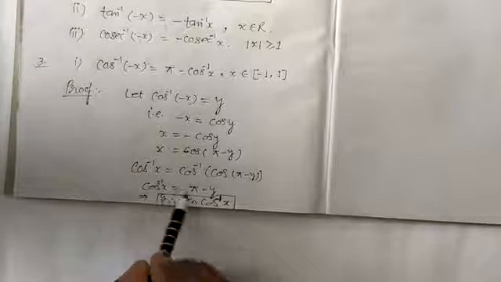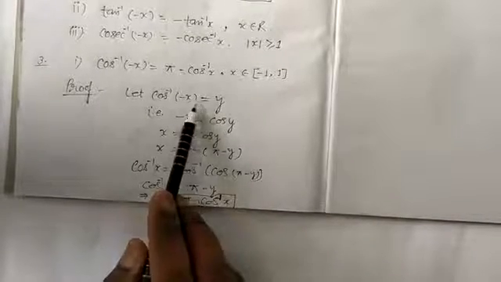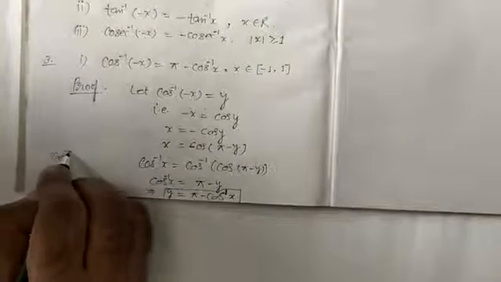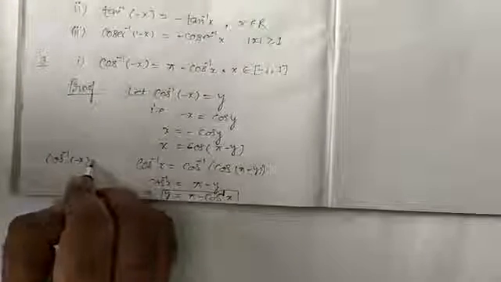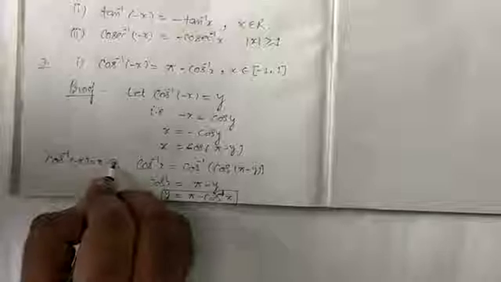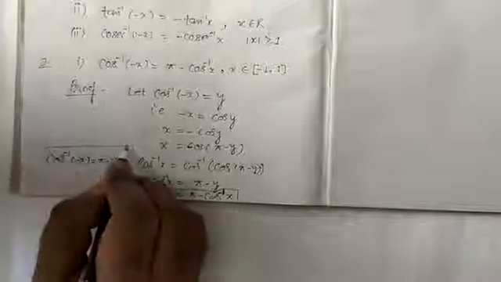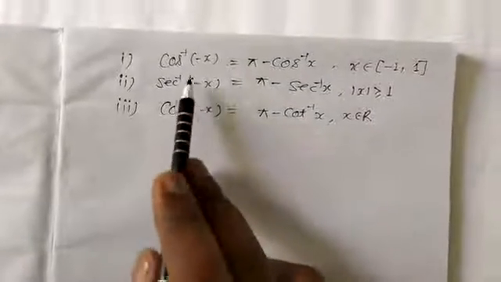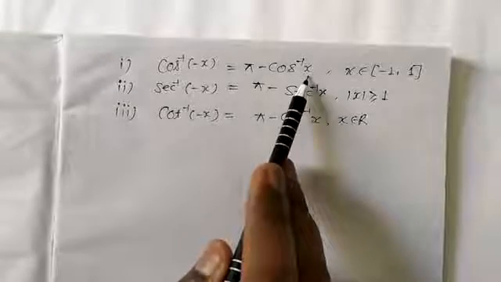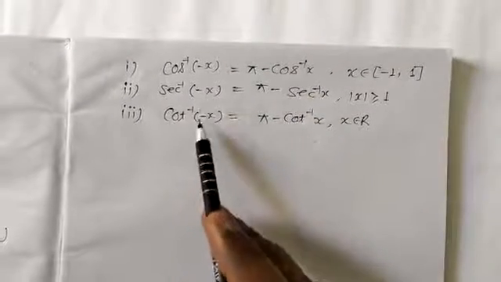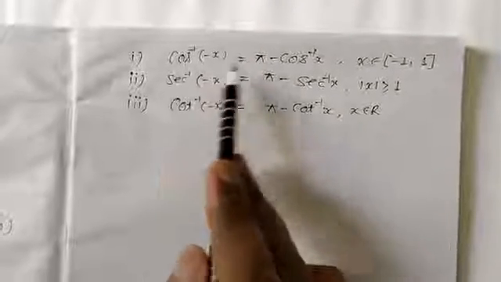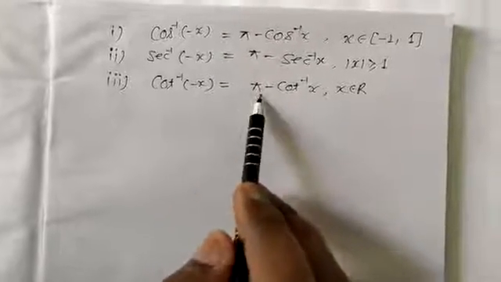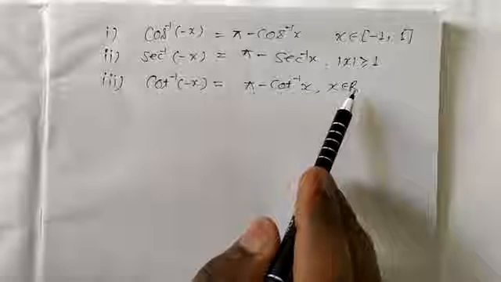Now substitute the value of y. The value of y is cos inverse minus x. If you substitute here, it will be cos inverse minus x is equal to pi minus cos inverse x. Now this property has been proved. As I discussed the property cos inverse minus x equals pi minus cos inverse x, you can prove these two properties the same as above: sec inverse minus x is equal to pi minus sec inverse x, and cot inverse minus x equals pi minus cot inverse x, where x belongs to the real numbers.